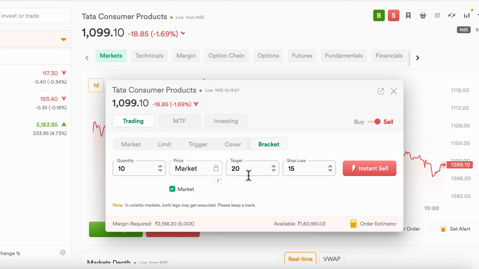Now you can't place any amounts over here because A, it has to be under the circuit limit for the day, so it has to be a realistic number. B, this number can't be very small like 5, which is less than 0.5% of this stock's value. That close you cannot go. Try to stay above 1%. So I would put at least 15 rupees over here. But let's say my target is 20. I want to earn 20 rupees and I'm ready to lose up to 15 rupees. And I will place an instant sell order.